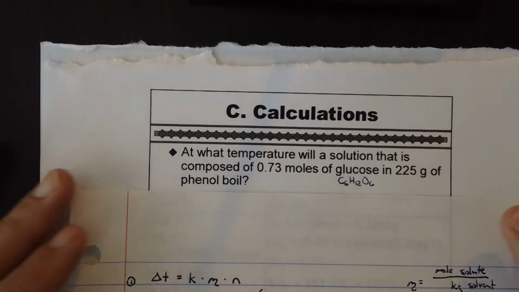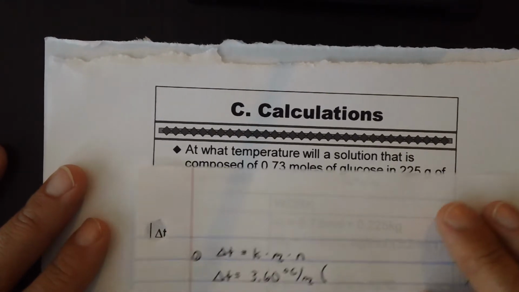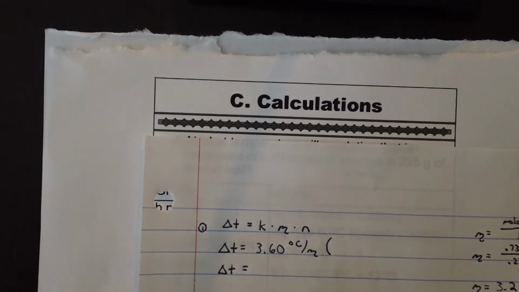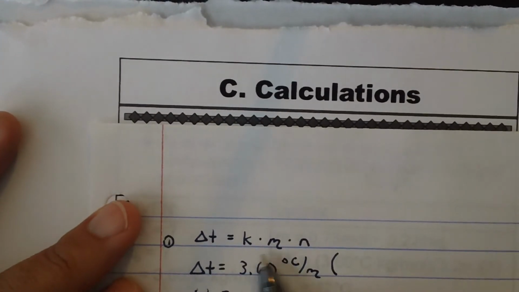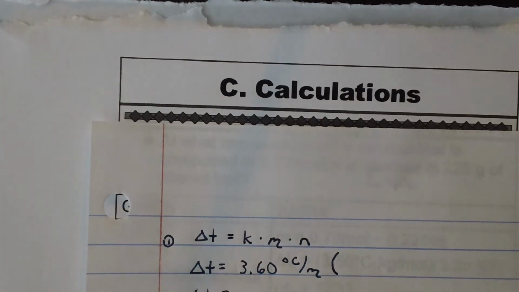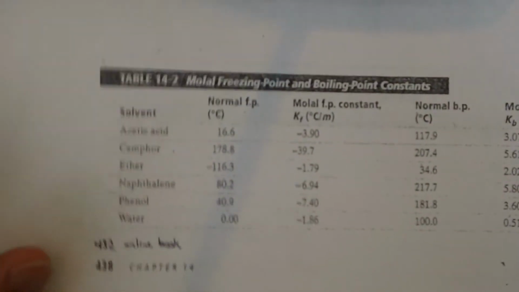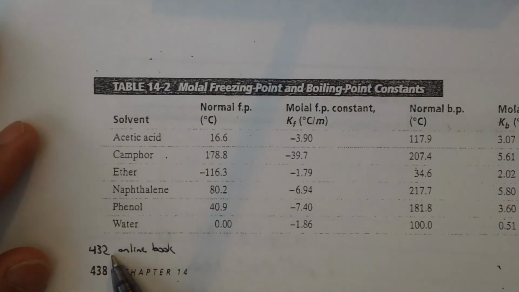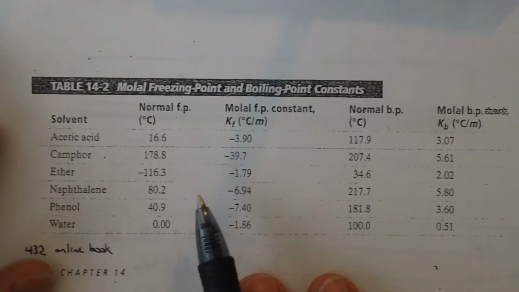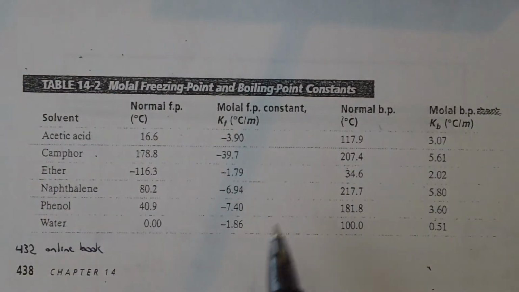So here we go. It's change in temperature all the time on these. Change in temperature equals K, a constant, times m, the molality, times n. So I've attached a chart. The chart, if you have an old blue book, is on page 438. If you have the online book, it's 432, so you can see the chart there. Or you can pause the video right there and come back and look at it.